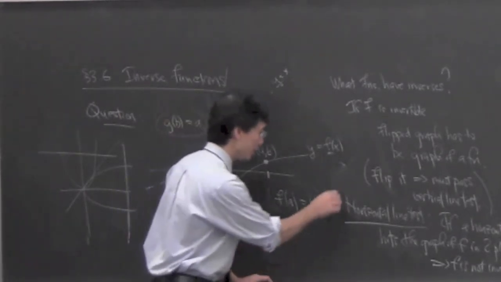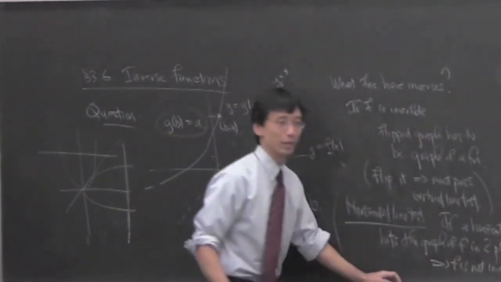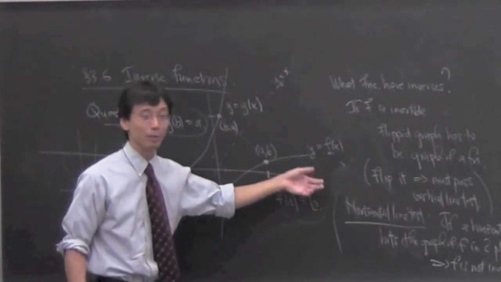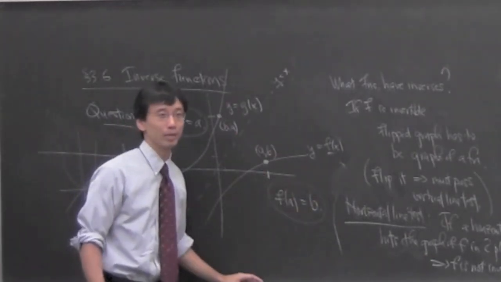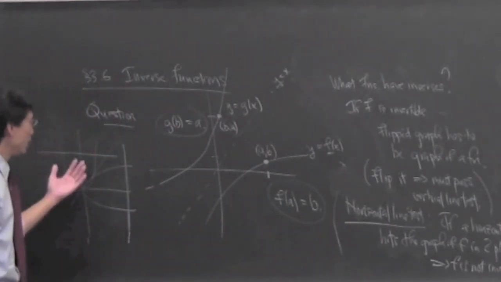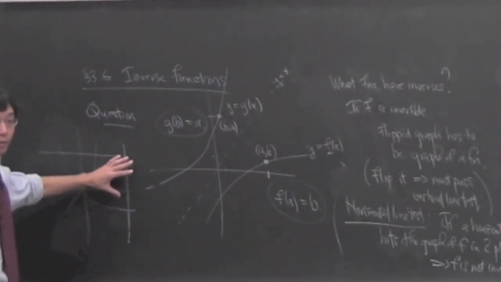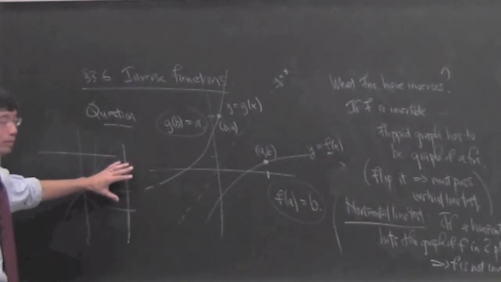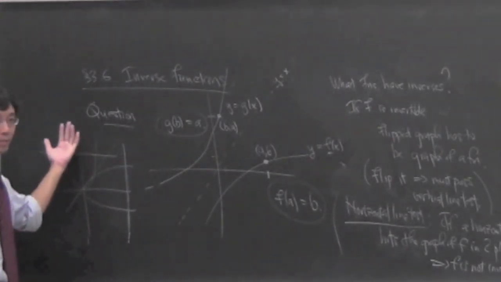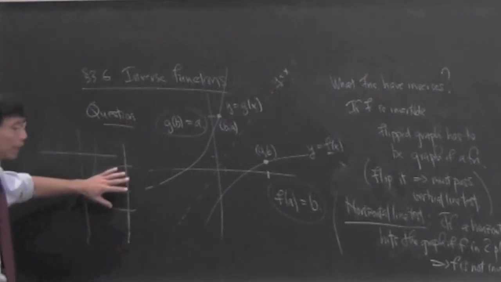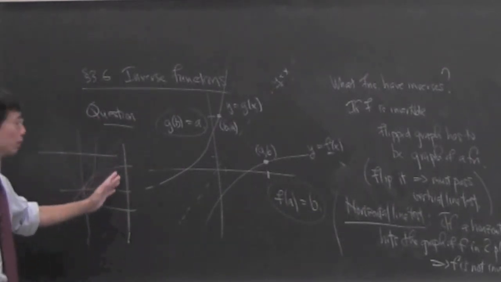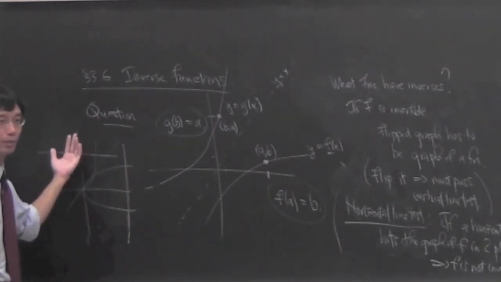Okay, but this is really sort of like a nothing test. I don't even think we need to give this thing a name. It's just that you want the flipped guy to pass the vertical line test, which is the same thing as saying that the original guy passes a horizontal. Sorry, I said it backwards. You want the flipped guy to pass the vertical line test. In other words, the original graph must pass the horizontal line test.